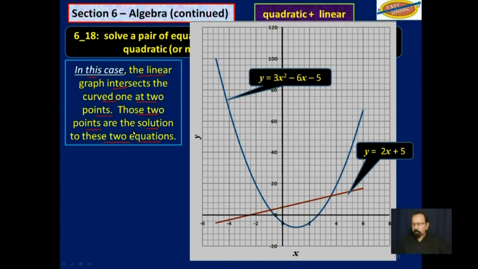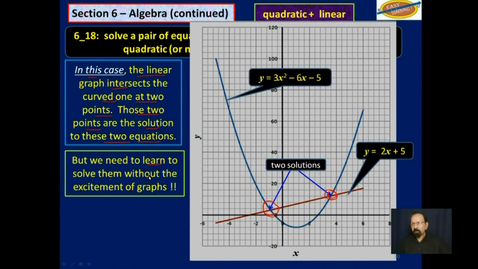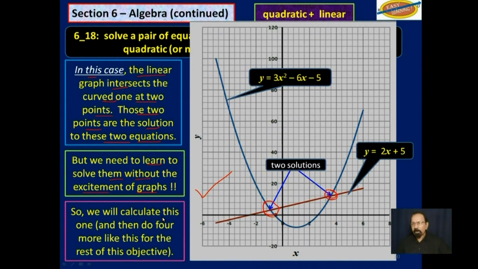In other words, you have 2 solutions. One is here, you have an x value and a y value at this point, and you have another one here. Both of them will work in both equations. But we need to learn to solve these equations without the excitement of graphs, as you see over here on the right. So we will calculate this one, and then we will do 4 more like this for the rest of this objective. And by then, you should know how to do this.